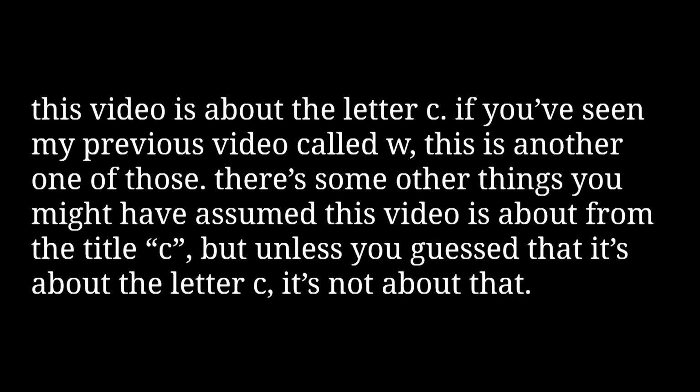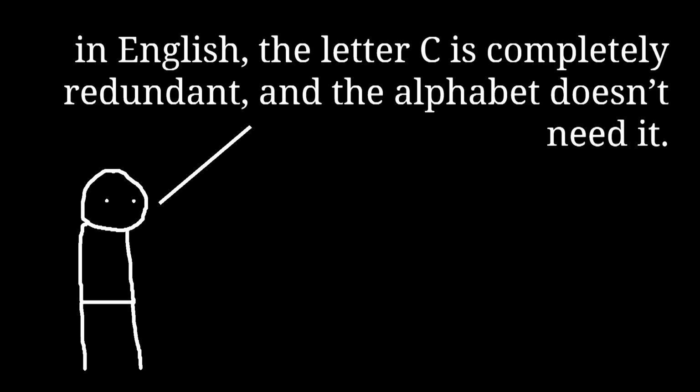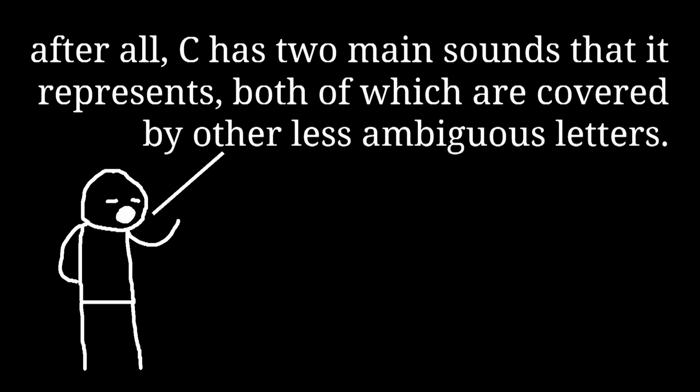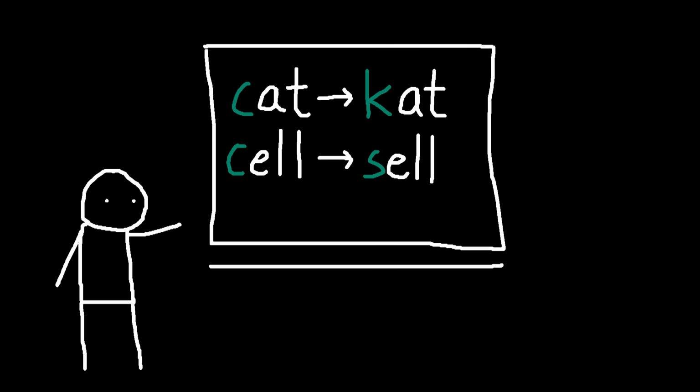There's an observation that I've heard a number of people make about the letter C, and one that I do not agree with. In English, people argue, the letter C is completely redundant, and the alphabet doesn't need it. After all, they then go on to explain, C has two main sounds that it represents, both of which are covered by other, less ambiguous letters. We could make English spelling far more regular and consistent by removing the letter C altogether, and replacing it with either K or S, depending on its pronunciation.